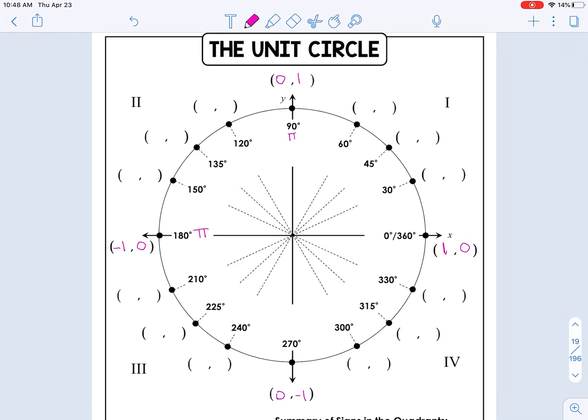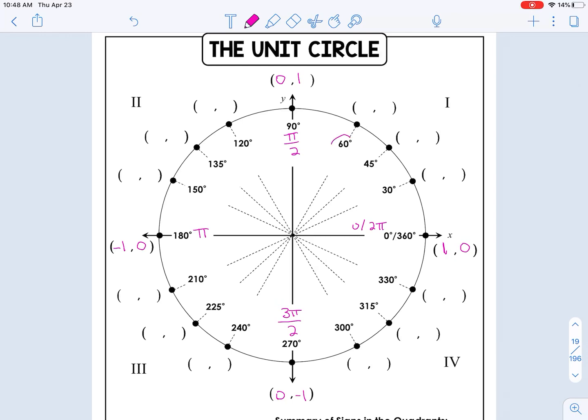Pi over 2. This is 0 or 2 pi. This is 3 pi over 2. And don't forget how to do that. These ones we figured out in the last video.